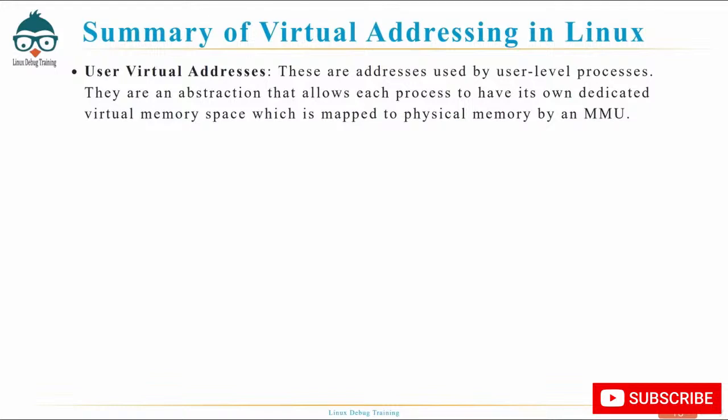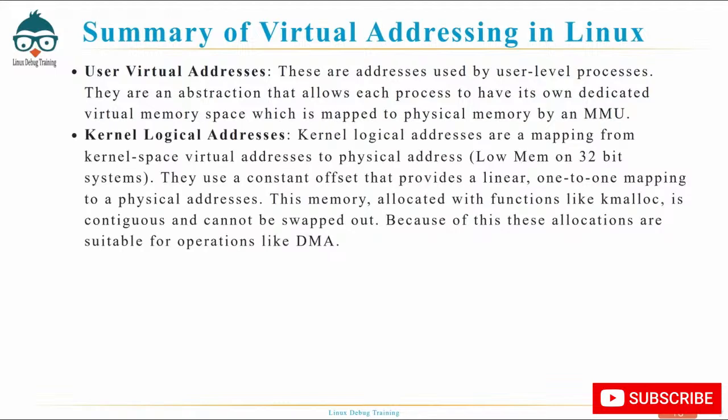In this slide, we summarize the virtual addressing that we've looked at in the previous few slides. So we saw user virtual addresses, and these are addresses used by user-level processes. They are an abstraction that allows each process to have its own dedicated virtual memory space, which is mapped to physical memory by an MMU. We also looked at kernel logical addresses, and we saw that these are a mapping from kernel space virtual addresses to physical addresses. The mapping is in low mem on 32-bit systems, and they use a constant offset that provides a linear one-to-one mapping to a physical address.